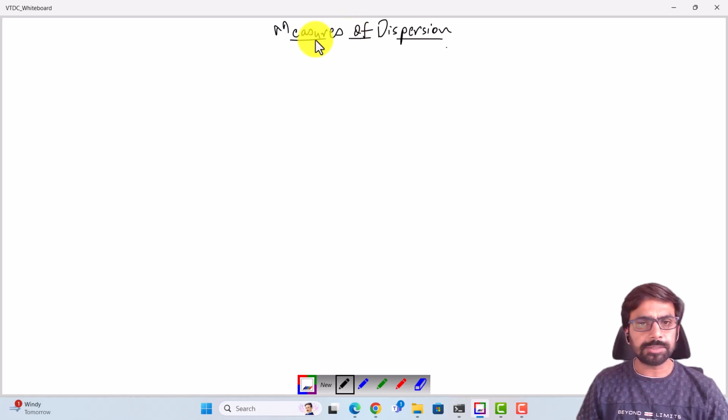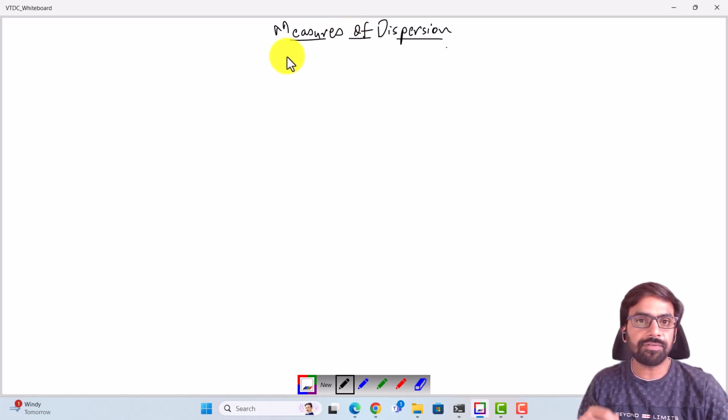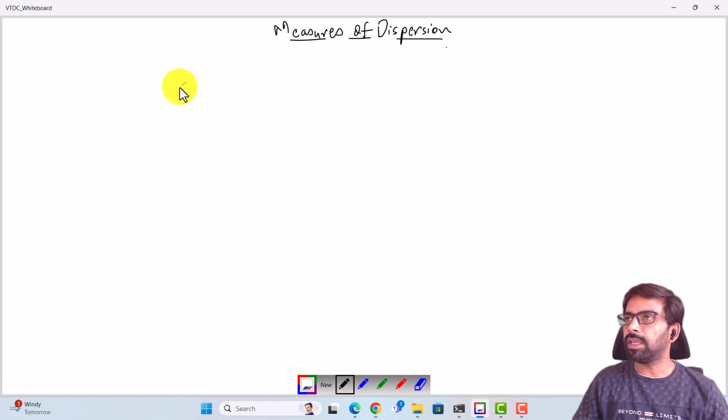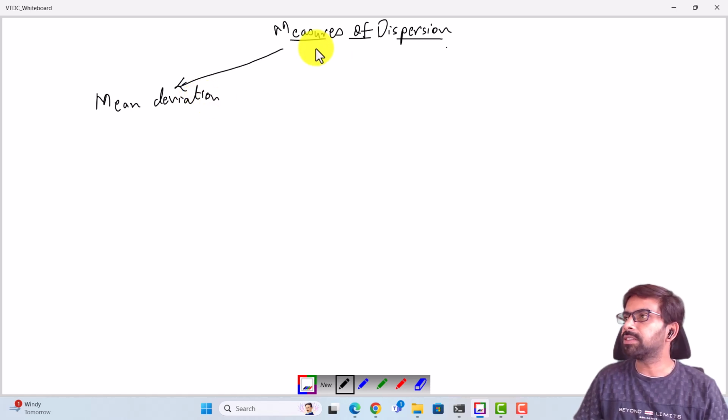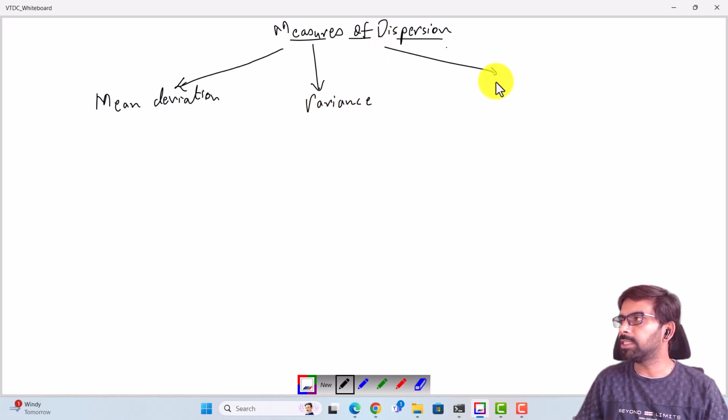But if you look at the dispersion, there are better variables present over here. One is, of course, the mean deviation. Then we have something called variance, and then we have something I think all of us have heard of, standard deviation. Right, these are the three things that we have.